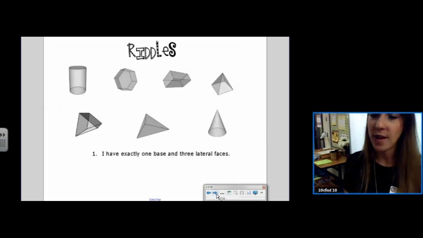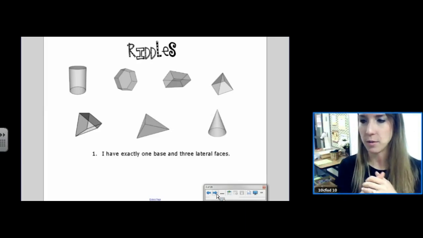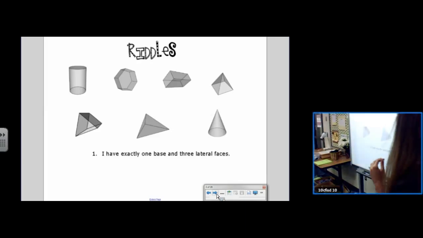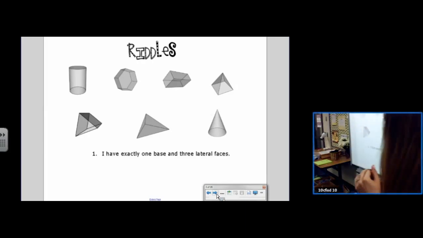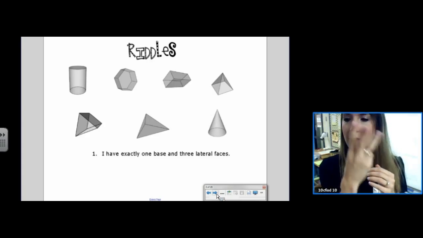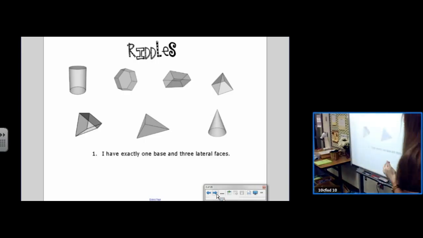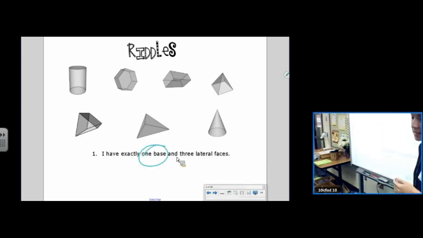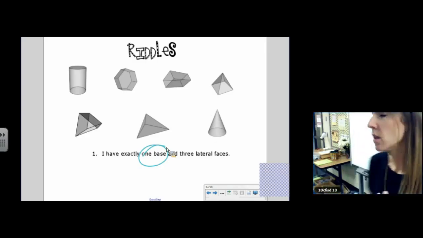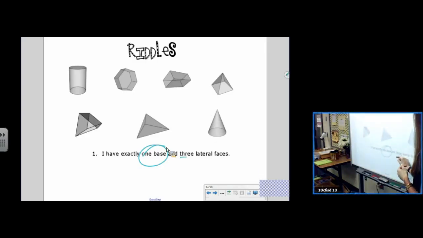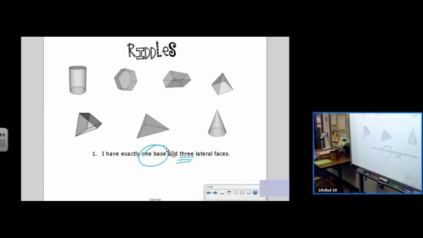Okay, we're going to do a few fun riddles, and these riddles will make sure that we know all of our vocab. Do not write these in your notes. These shapes up here are your only choices, the pictures. I have exactly one base, and I have 3 lateral faces. What am I? If I have exactly one base, I have no choice. I have to be a pyramid. Pyramids have one base. Now, here's where it tells me what kind of pyramid it is. I have 3 lateral faces.